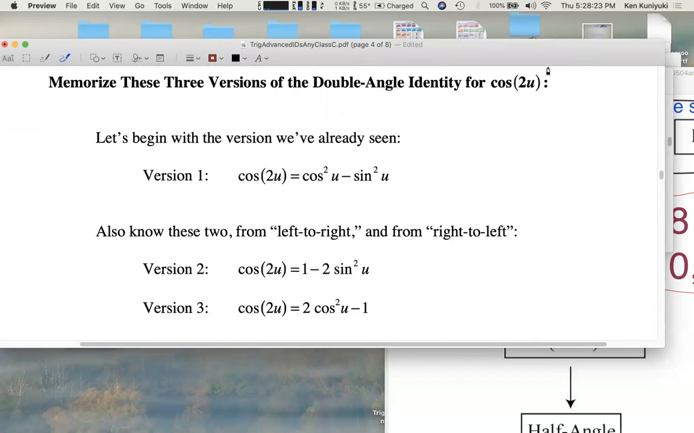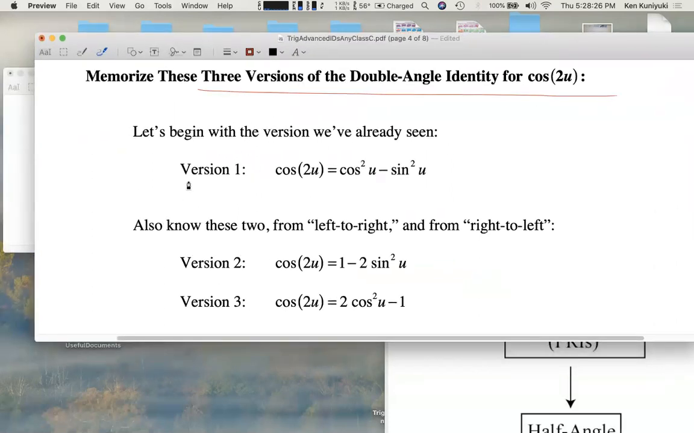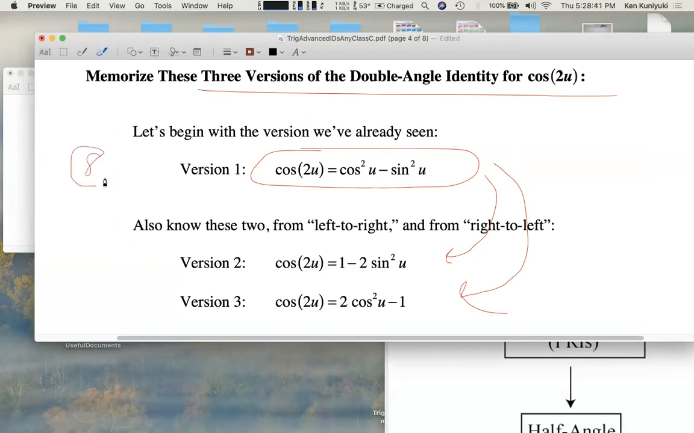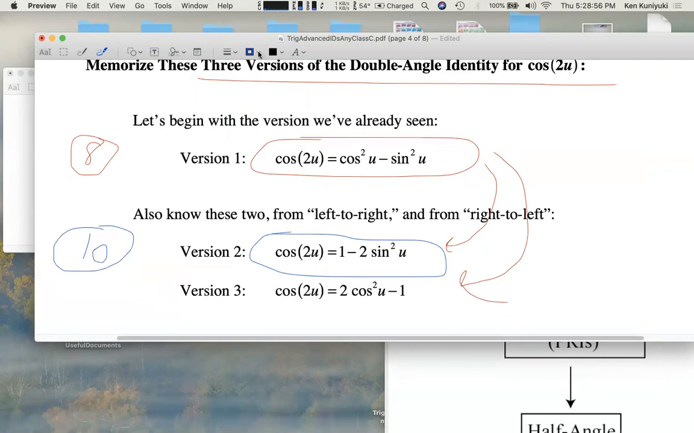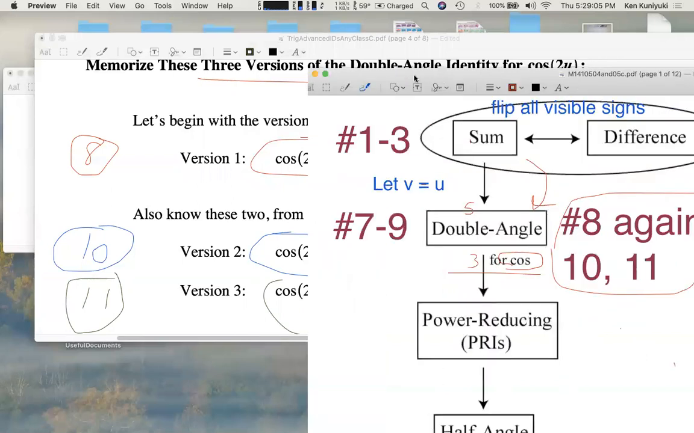There are 3 versions of the double angle identity for cosine of 2u. Again, I don't care how you number them, but here's the original. I claim that we can get from here to both here, version 2, and here, version 3. So this was identity number 8. In blue, this here will be identity number 10. We use 9 for tangent of 2u. 10 here is in blue, and this here is 11 in green. So by the time we do these, we'll have 11 in the tank.